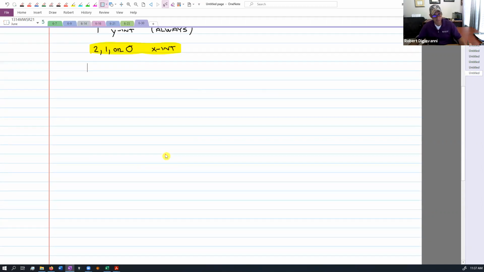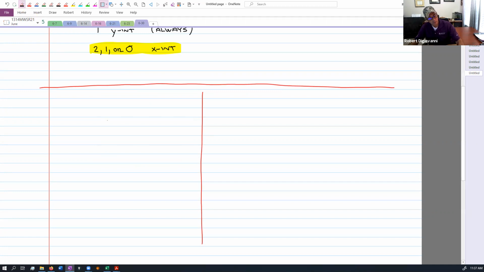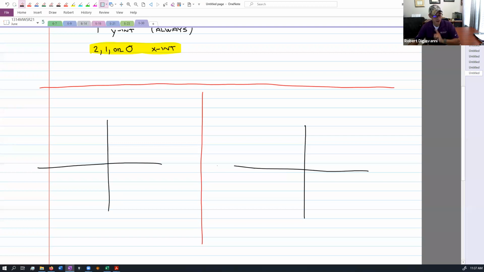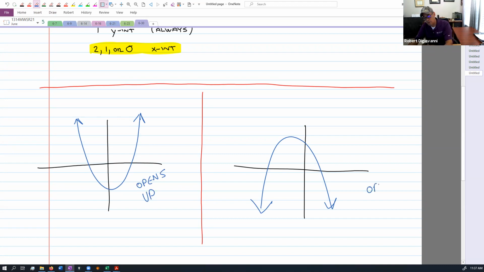Okay, one more thing before we start trying to draw these. When it comes to parabolas, you have 2 different scenarios that could happen that I haven't addressed. You could have a parabola that goes like this, or you could also have a parabola that goes the other way. So in the one on the left, we say that this opens up and this one opens down. Okay, that's how we say that. Your parabola can open up or it can open down.